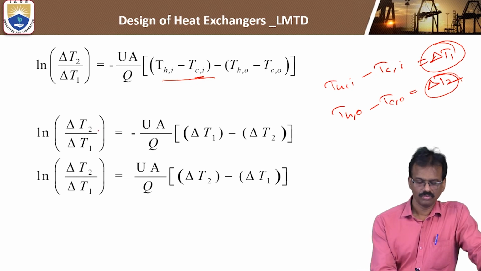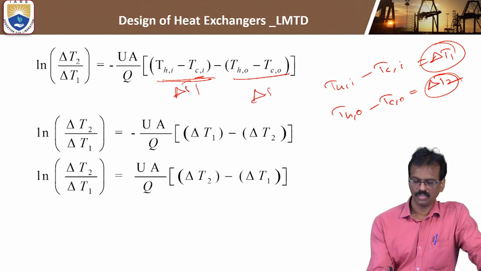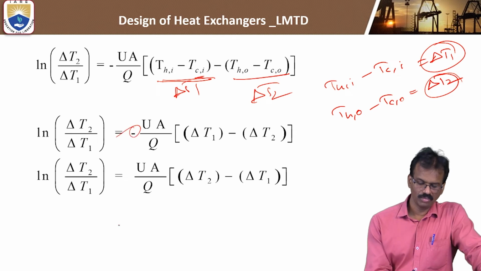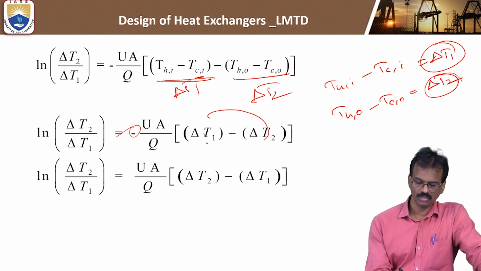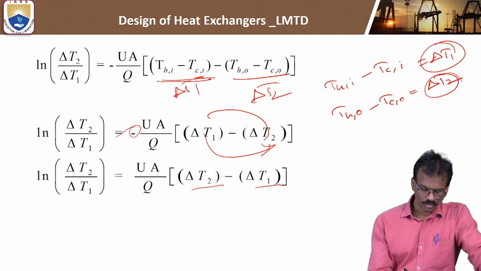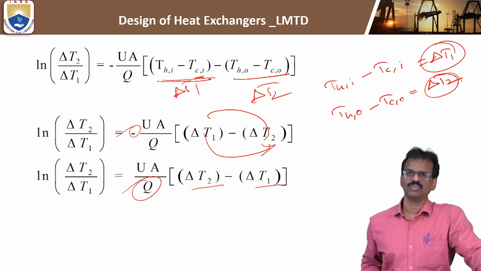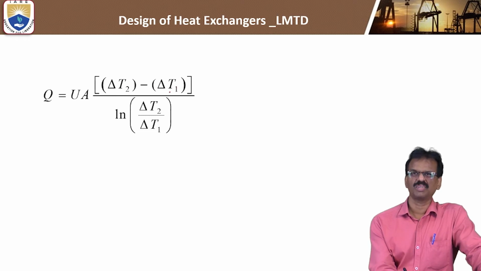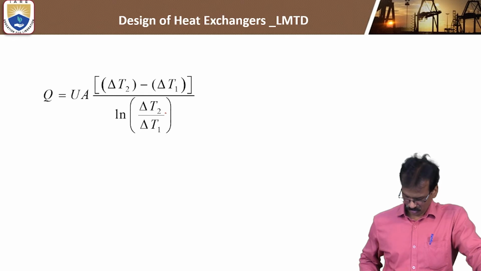You can substitute these values in this formula. So UA by Q is equal to minus of, this is delta T1 and this is delta T2, according to the graph of the parallel flow heat exchanger. The minus can be shifted into the bracket, so the order reverses: UA by Q is equal to delta T2 minus delta T1 over ln delta T2 by delta T1. Then you can rewrite this, and for the rate of heat transfer, Q is equal to UA into delta T2 minus delta T1 by ln delta T2 by delta T1. Otherwise we can rewrite it like this.